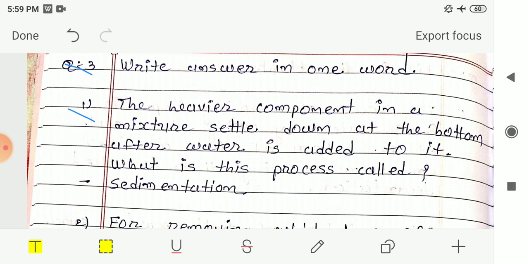Then removing of this water from the mixture by pouring it into another beaker is known as decantation. Don't get confused between this sedimentation and decantation. The process of settling down the heavier components at the bottom of the container is known as sedimentation, and removing of the water by pouring it into another beaker is known as decantation.